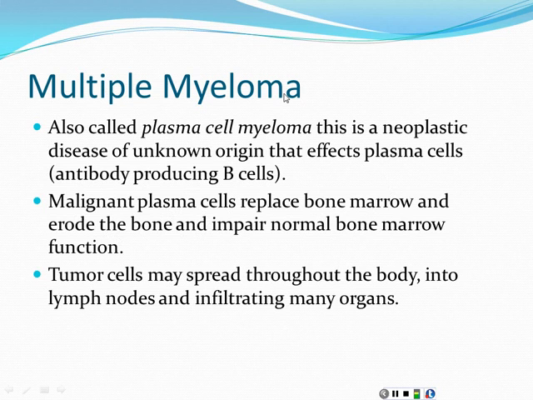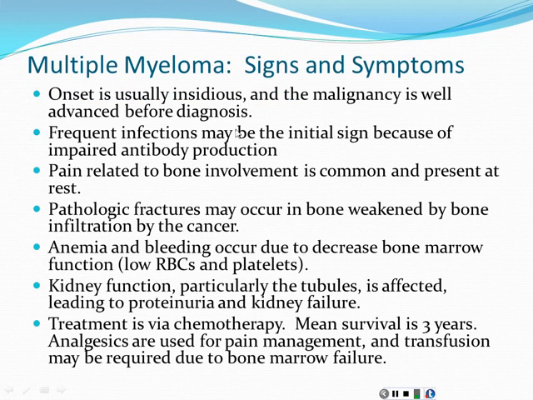And this one is infamous for rampant spread. It can spread all throughout the body, infiltrating any organ. And that's because plasma cells, in the normal case, have free run of the body. They can live in all kinds of places. So this is a highly metastatic tumor, multiple myeloma. It's a nasty cancer. Onset is usually insidious, so there aren't many symptoms until the malignancy is just widespread and advanced.